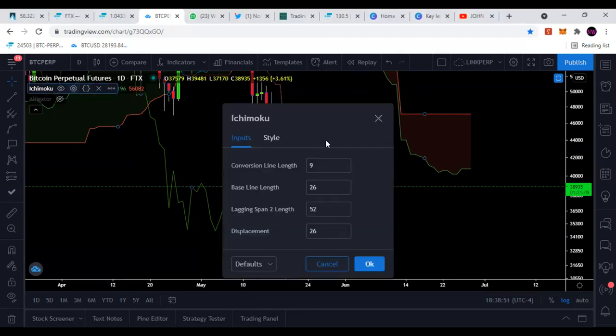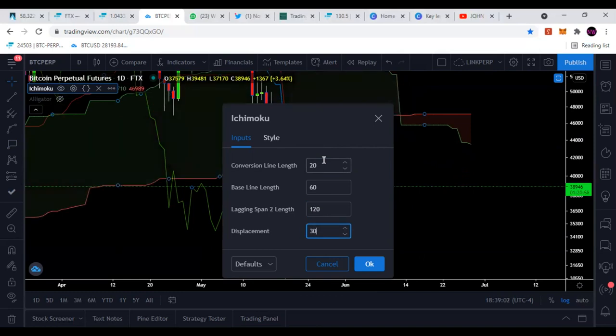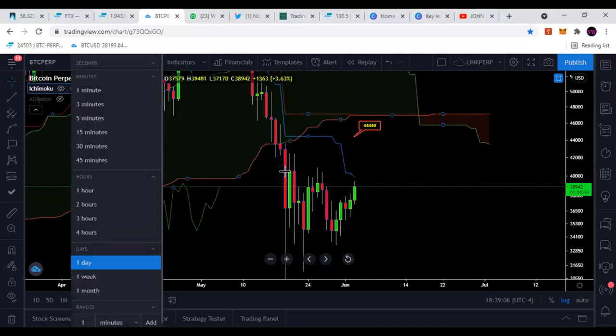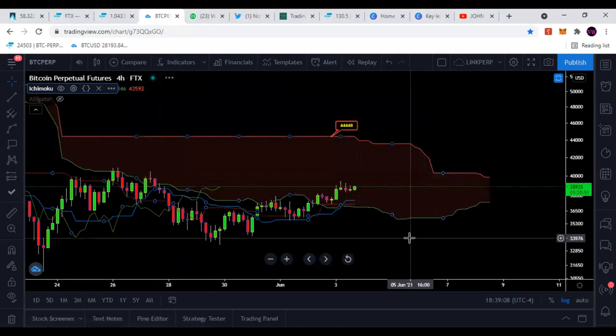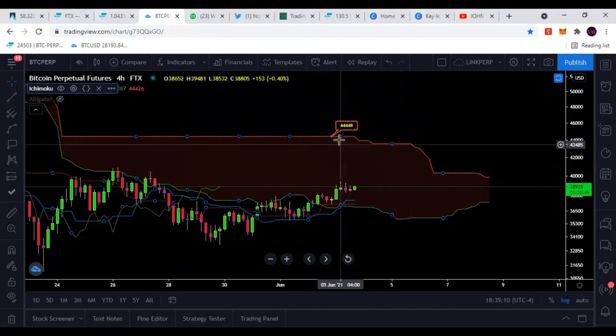Now, I want to switch it back to the doubled cloud settings, which is 20, 60, 120, 30. Now, the doubled cloud settings on a 4 hours time frame. Did you see the relationship? That same target, just as the flat Kijun.